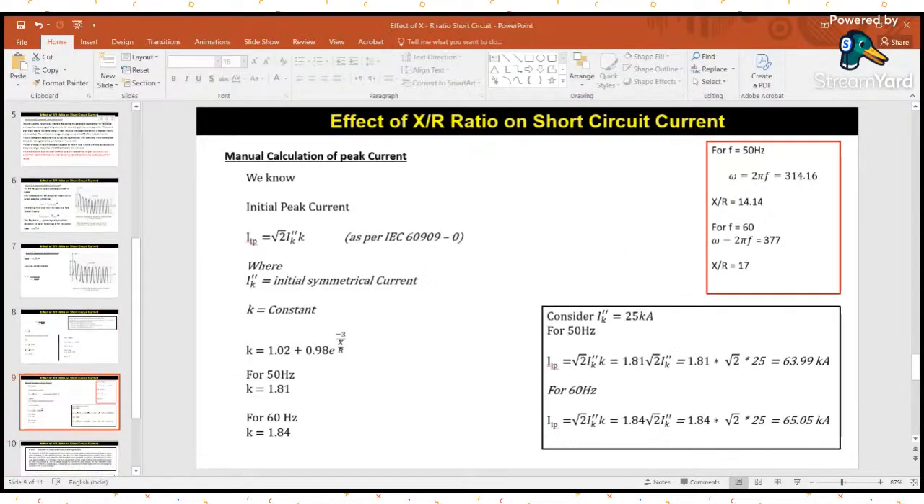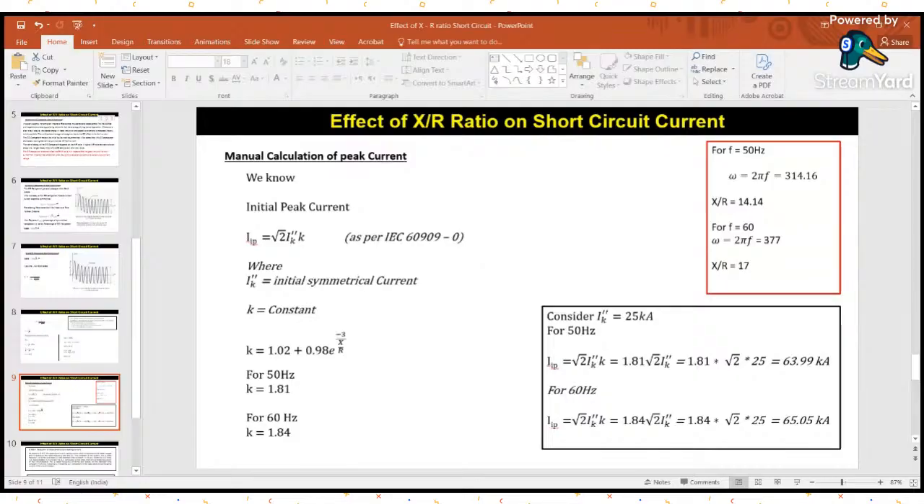Now, we will do manual calculation of peak value. We know the initial peak value IP is equal to root 2 times I_k double dash times K. This equation is given by IEC 60909. I_k double dash is the initial symmetrical current, usually mentioned as the breaking current of the circuit breaker.